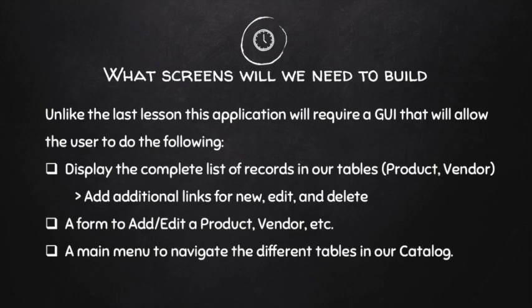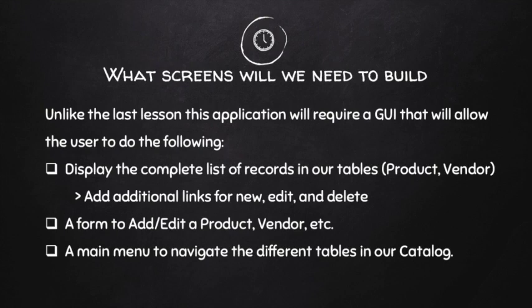So what screens will we need to build? Well, let's think about it. Unlike the last lesson where there was no GUI, we actually built a standalone application, and then we built the components directly into our program to insert, update, delete, and query our database. Well, in this particular lesson, we actually have to have user components. We have to have a GUI.